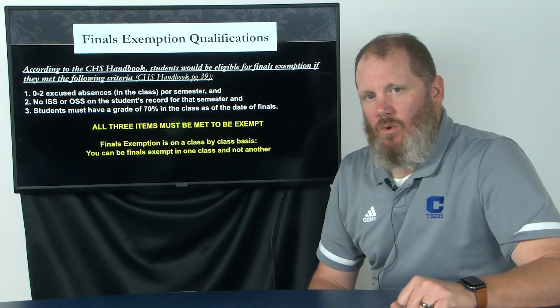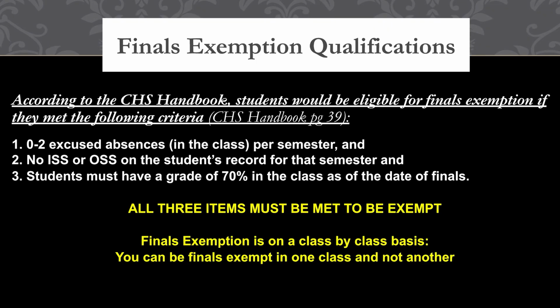The handbook says that in order for a student to be finals exempt, they can have no more than 2 excused absences in a class. That is per semester. Along with that, they can have no ISS or OSS during that semester, and not just in that class, but in any class. And they must have at least a 70% in your class in order to be exempt from your final. Understand that the finals exemption policy is on a class-by-class basis, so you could be exempt in your B1 class, but not your B2 class, for example.